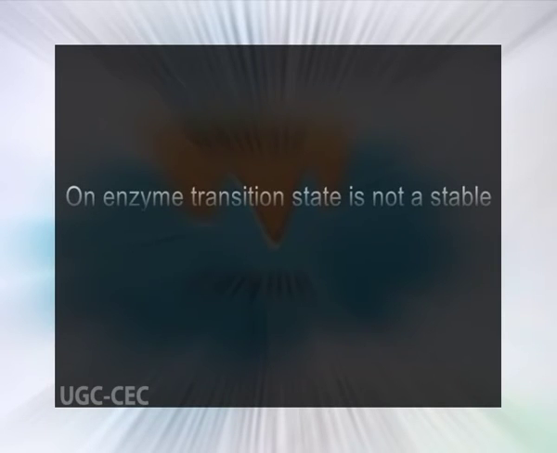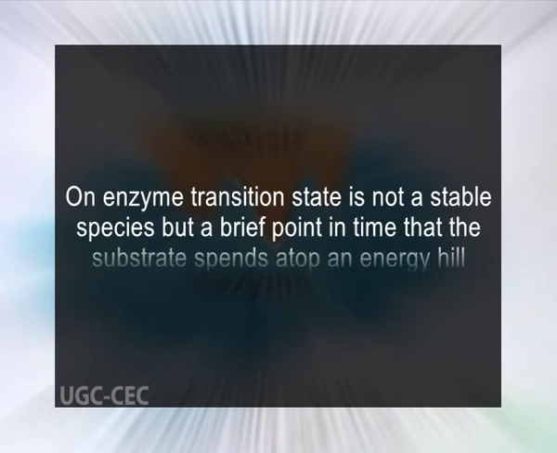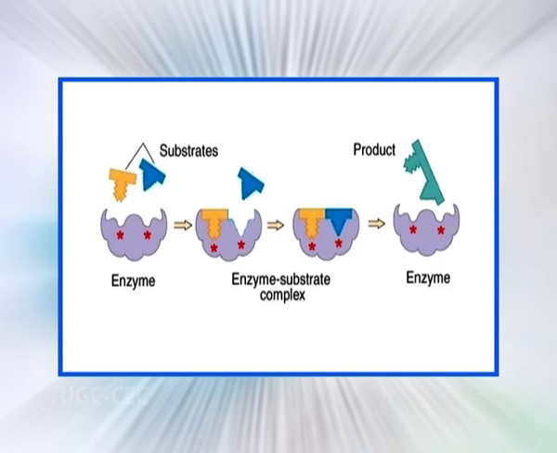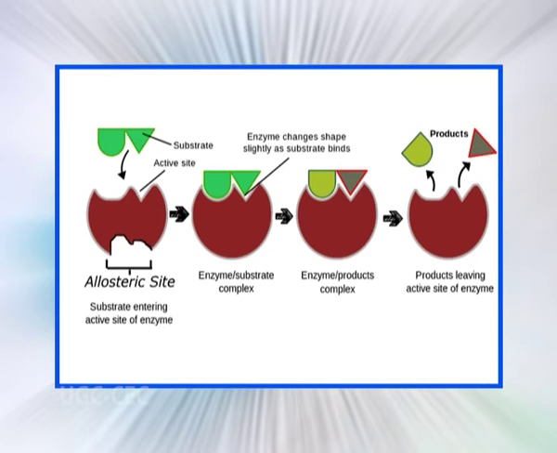Even on the enzyme, the transition state is not a stable species but a brief point in time that the substrate spends atop an energy hill. The enzyme-catalyzed reaction is much faster than the uncatalyzed process because the hill is much smaller. Weak binding interactions between the enzyme and the substrate provide a substantial driving force for enzymatic catalysis. The groups on the substrate that are involved in these weak interactions can be at some distance from the bonds that are broken or changed. The weak interactions formed only in the transition state are those that make the primary contribution to catalysis.